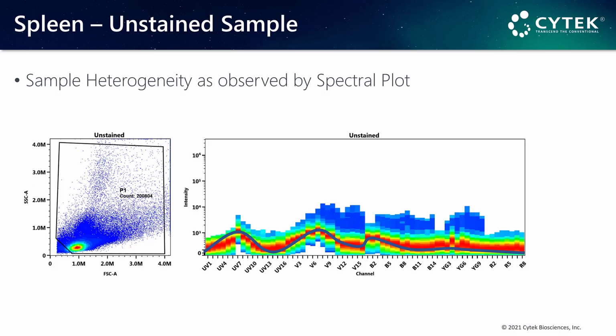While we can still see the dominant spectra from the abundant lymphocytes in the spleen, we are also seeing a number of cells that display a significantly brighter and different spectrum as outlying events.